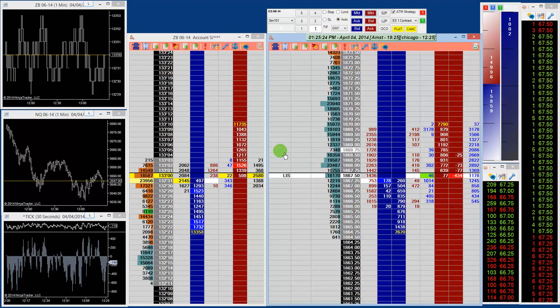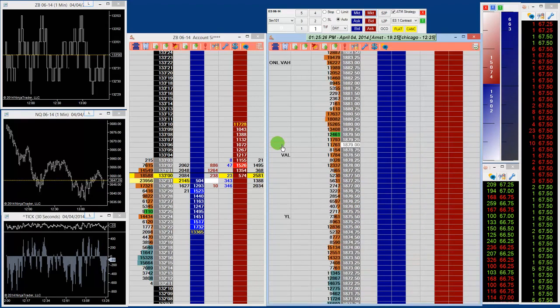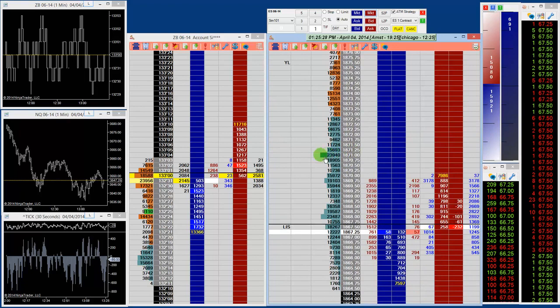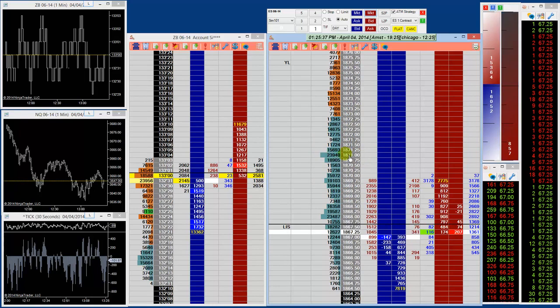Okay, and so let me figure it. I'll tell you an area where order flow will be fairly meaningless. Right here. Okay, so we've got this kind of thick area here. 1871 is one of the highest traded areas of the day.